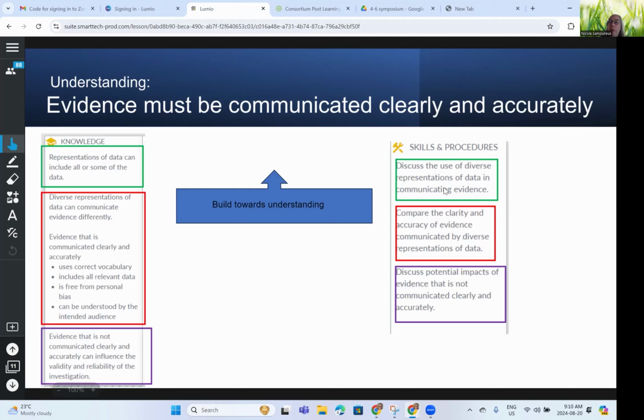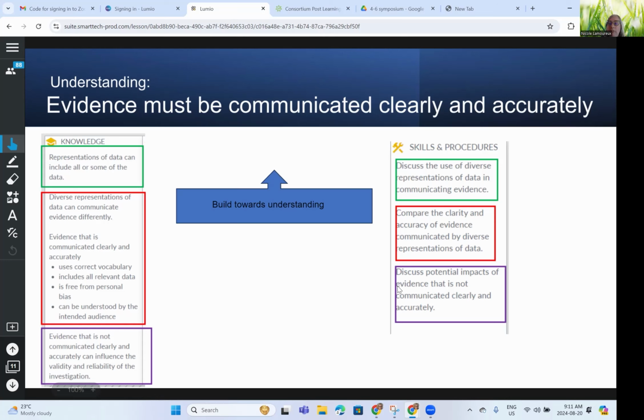So there's different ways of representing and communicating data, right? And so they need to know that there are. I'd say a lot of this is the evidence is clearly diverse representation of data is communicate evidence differently. And they need to use, so that gives them the criteria. This is your criteria for assessment. Do they use correct vocabulary? Do they include all the relevant data? Is it free from personal bias? And can it be understood by their intended audience? So other people, other lay people.